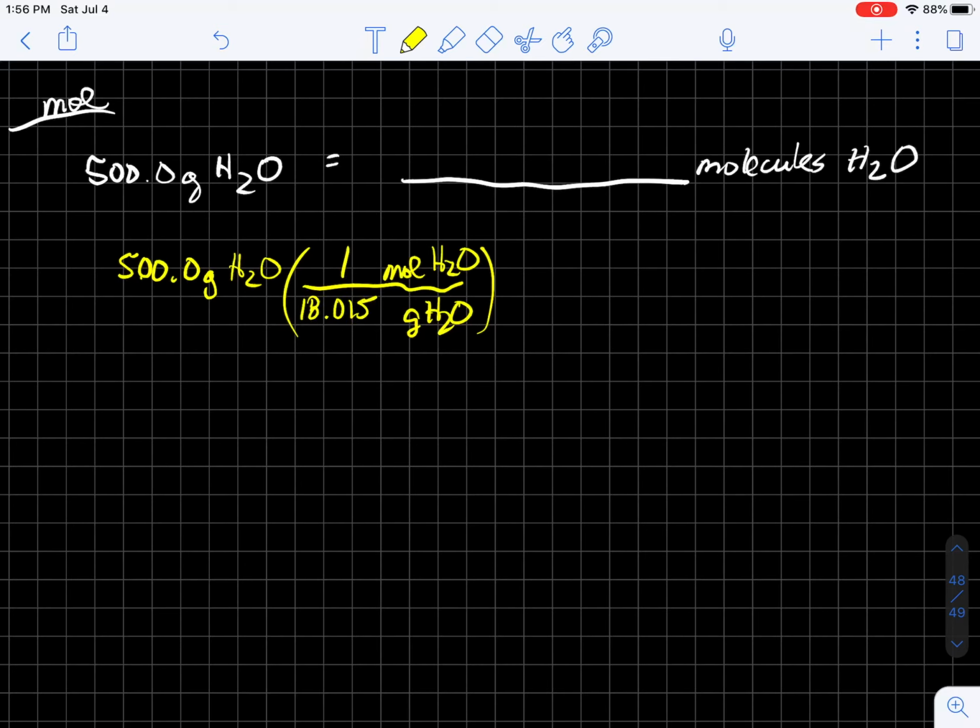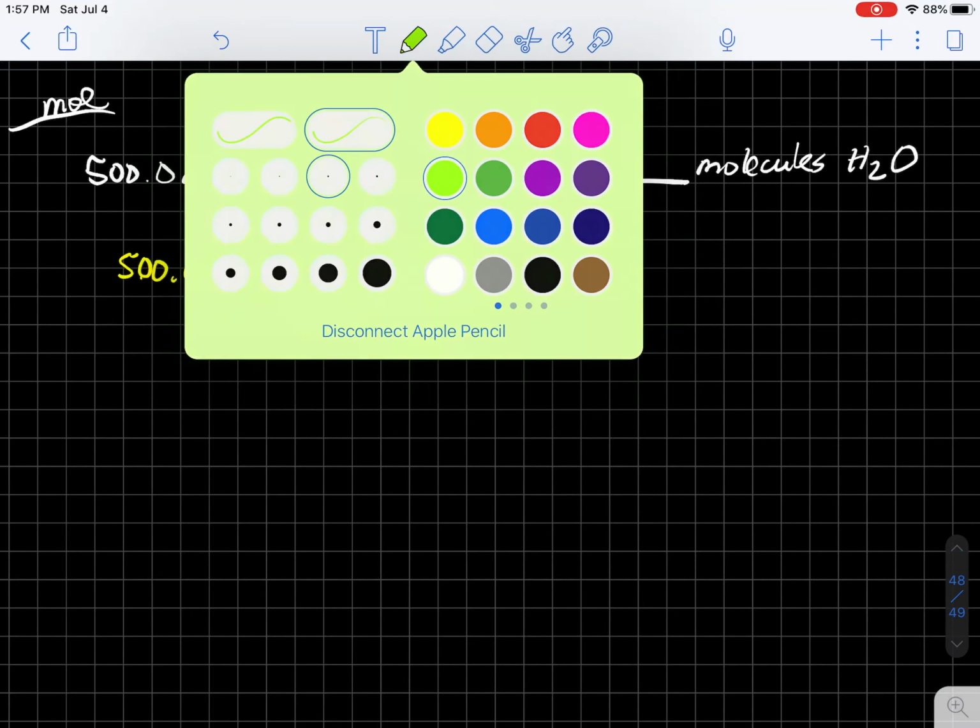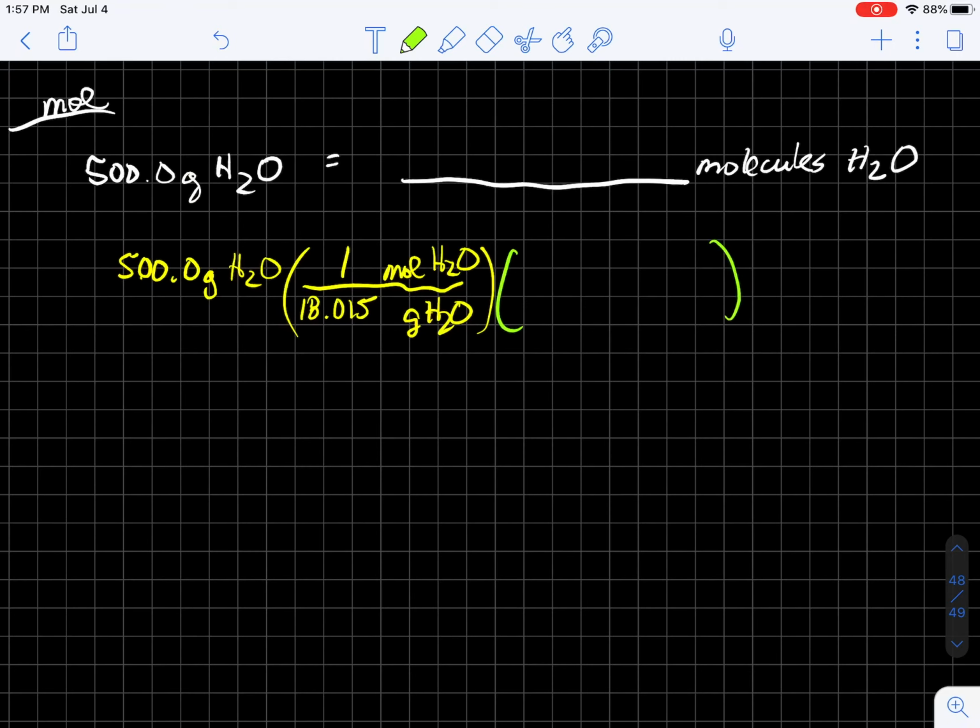Right? 1 mole of water, we already calculated, was 18.015 grams. Again, you look up 2 hydrogens on the periodic table, you add it to an oxygen, that's how you get your 18.015 grams. Now, we're going to set up a second fraction, and we're going to say moles of water in the denominator to get that to cancel. And then we're going to go to molecules of water. All right, so 1 mole gives us 6.022 times 10 to the 23rd molecules.